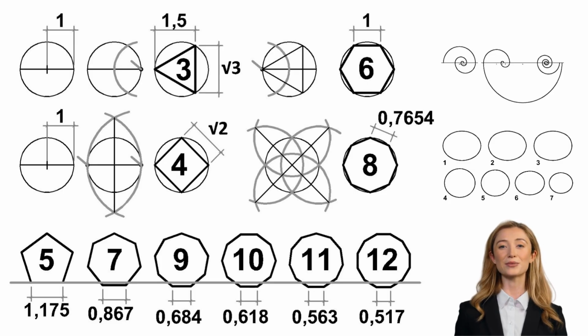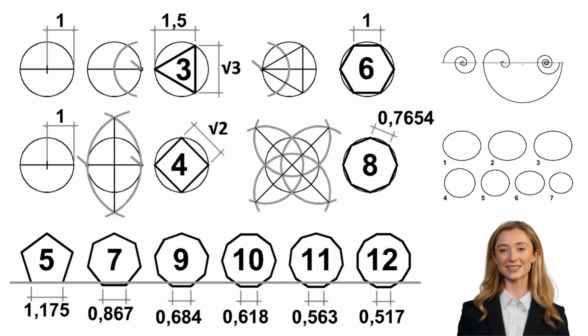For the triangle, we obtain the square root of 3. For the square, the square root of 2. For the hexagon, 1, a very special case. And some of you will already recognize 0.618 for the decagon. In almost every other case, we end up with much more complicated values. I'll let you take a closer look at them.